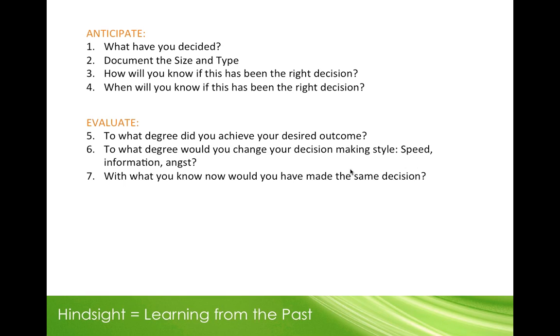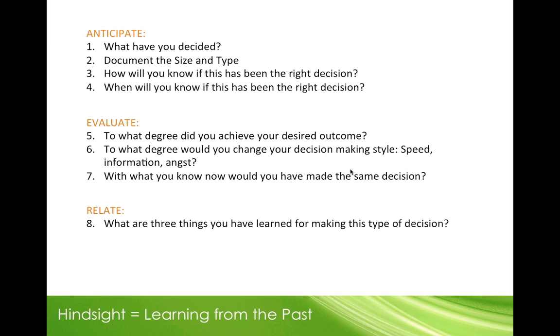And then finally, with what you know now, would you have made the same decision? Because one of the things you need to remember is just because it was a bad decision doesn't mean that your decision-making system was flawed. So with the information you had at the time, it might have been the only decision you could have made, even though it turned out as a bad outcome. Okay, that can be slightly confusing, so apologies in advance if that's not immediately obvious.